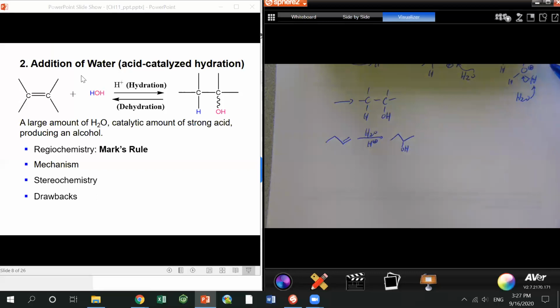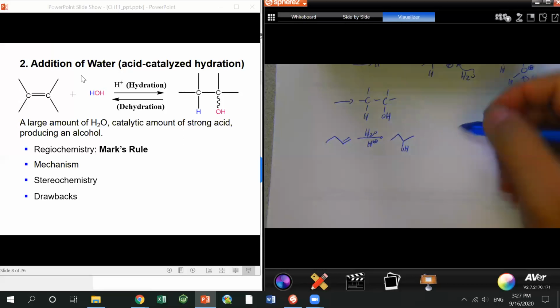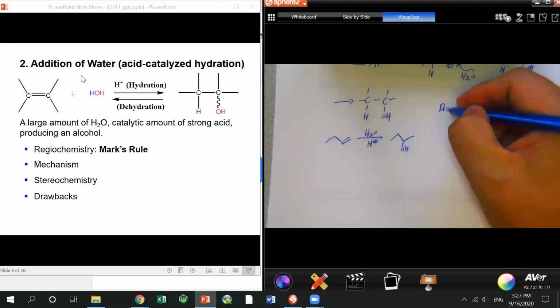Then stereochemistry is similar. You generate both R and S, both enantiomers, because of the carbocation. The nucleophile can attack from the bottom or from the top. And then the drawbacks of this reaction.